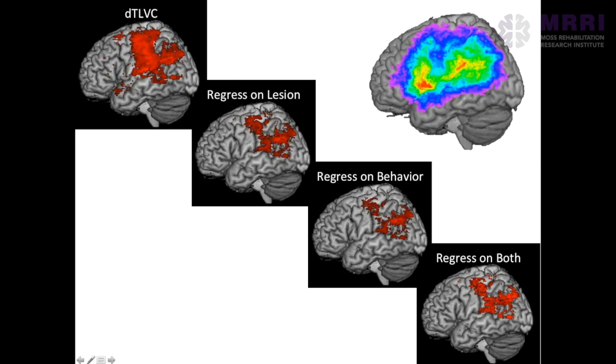And basically what we observe is that DTLVC tends to give you maps that have the most regions included. So this tends to be the less restrictive correction. Regress on both tends to be the most restrictive correction, and it spans that range in that way. So, Aaron, it looks visually like regress on behavior is more restrictive than regress on both. In this analysis, that's possibly what you might be seeing, but in general, what we see is that regress on both tends to be the most restrictive.